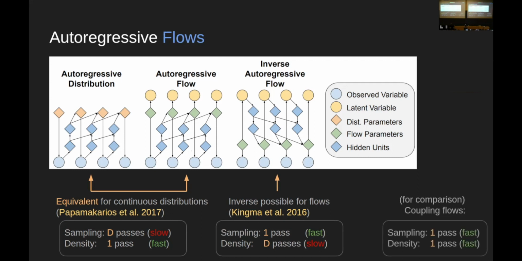Yeah, and just for comparison, there's coupling flows also, and they are fast in both directions, requiring only one forward pass. But of course, they are less expressive than the other two.